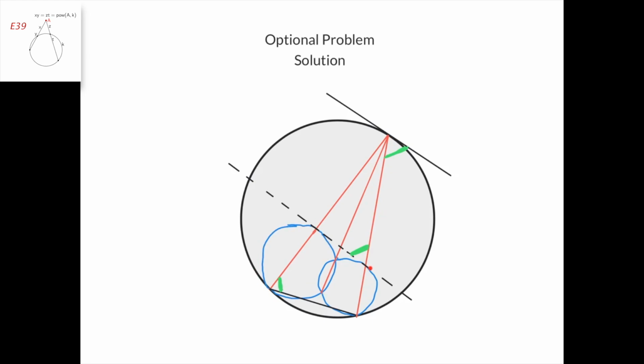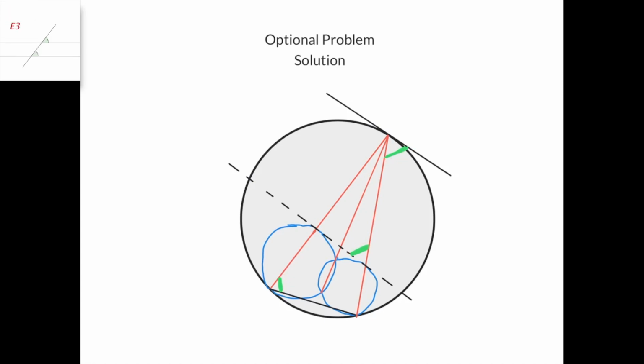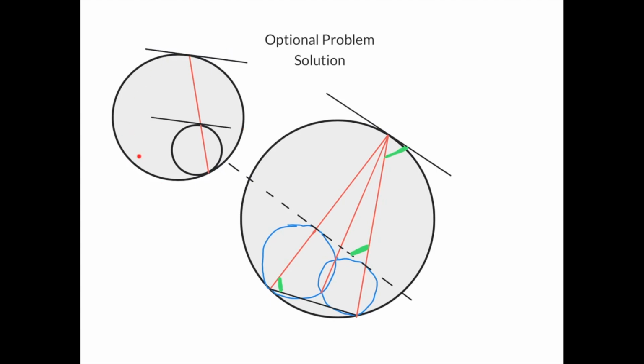And therefore, this times this equals this times this, which means that this quadrilateral here is cyclic. And because it's cyclic, we know that the sum of this angle and this angle is 180, and the sum of this angle and this angle is 180. Therefore, this angle equals this angle. And now that we know that this angle equals this angle, we can say that this line is parallel to this line.